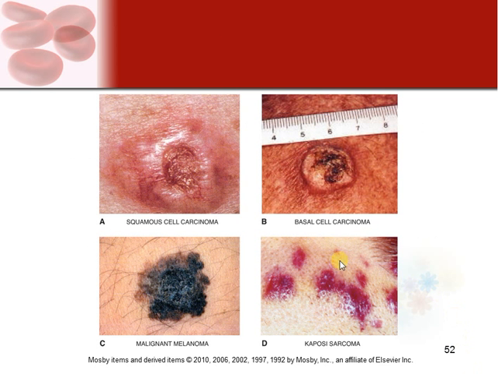And then those are some pictures. You can see the different types of carcinoma. There's the melanoma, that's normally characterized by the dark mole with irregular edges. And then the Kaposi one, you can see those purplish lesions there. And that brings us to the end of our integumentary system.